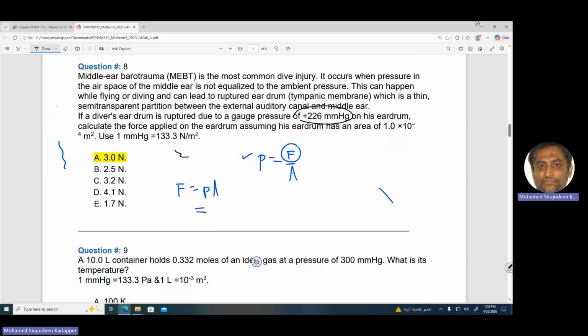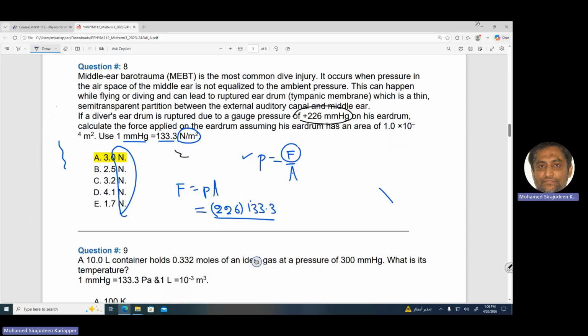The pressure is given in millimeter mercury. The answers are in Newton, SI unit. So that must be converted to Newton per meter square. The conversion is already there between millimeter and that. So 226 millimeter mercury, you need to get it into Newton per meter squared. So 1 is this much, so this much will be just a simple multiplication.